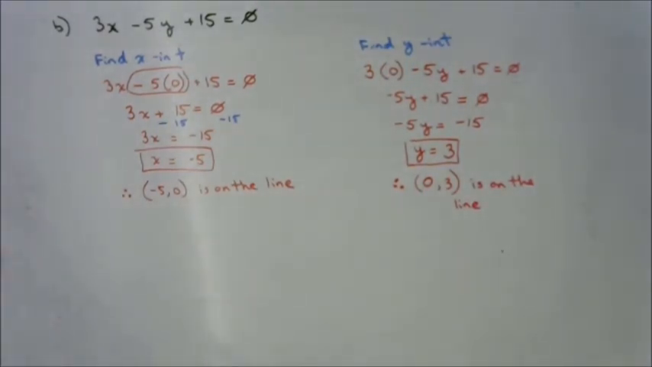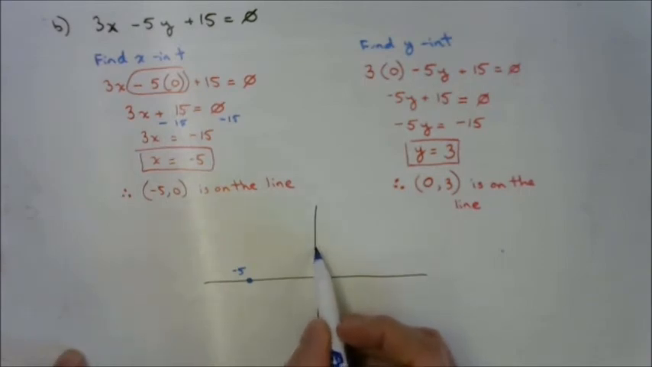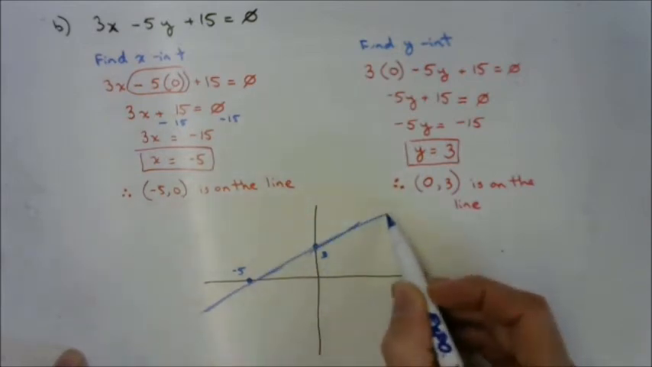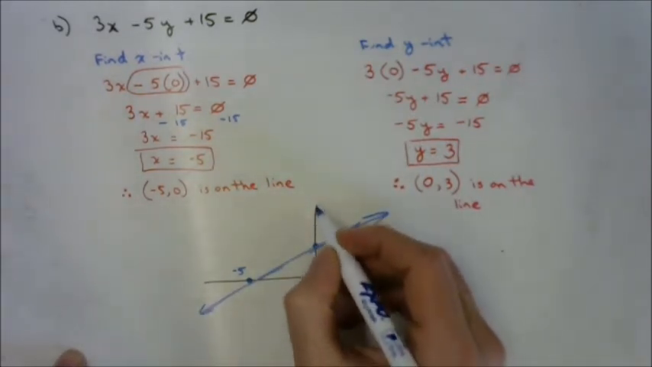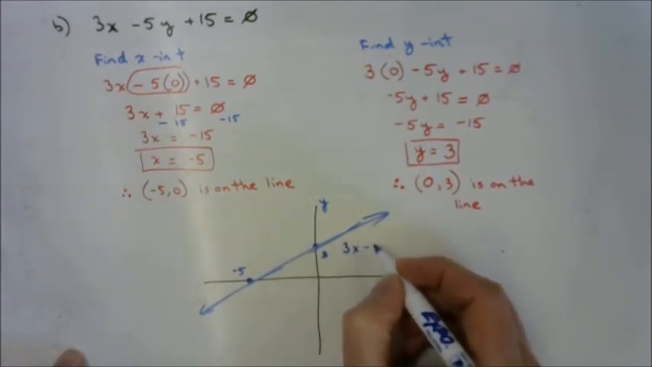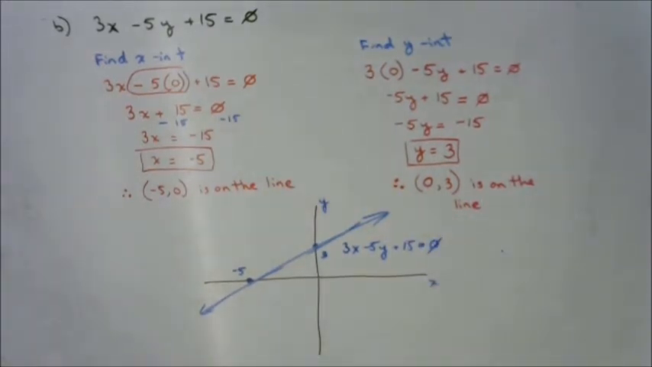So now to graph it, I find my point negative 5, 0. And I find my point 0, 3. And get out my ruler and graph a perfectly straight line. Label my axes, label my line. The line is 3x minus 5y plus 15 equals 0. That's the equation of the line.